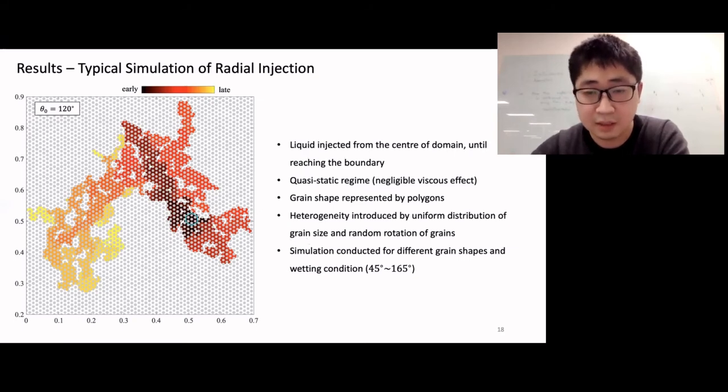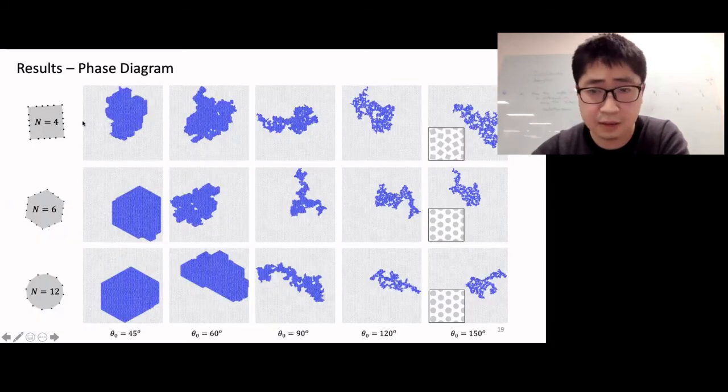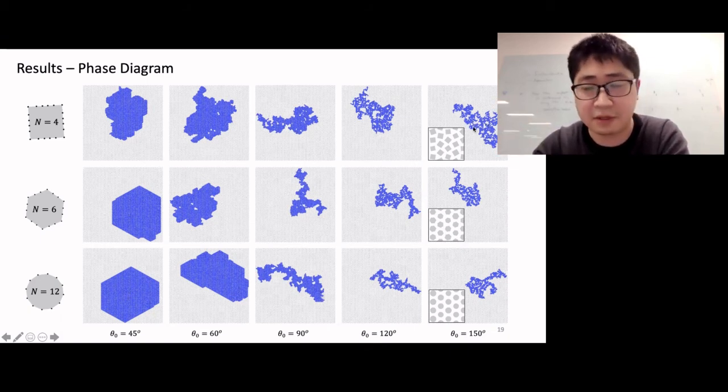Then the simulation is conducted for different grain shapes and wetting conditions. So next slide, I'll show the different invasion morphology at percolation for different particle shapes and contact angles. So at the left bottom, you see very compact displacement. So there's no trapping, but on the right top, you see very strong fingering phenomenon, which is due to the capillary resistance. So there's a transition from here to the top right.